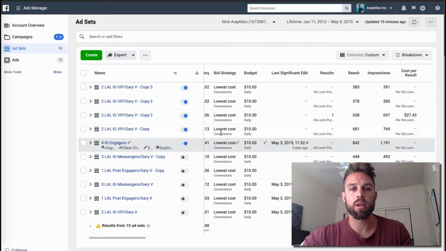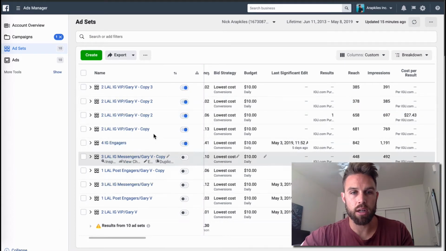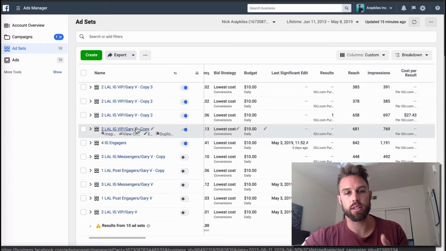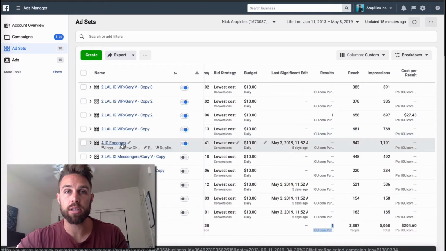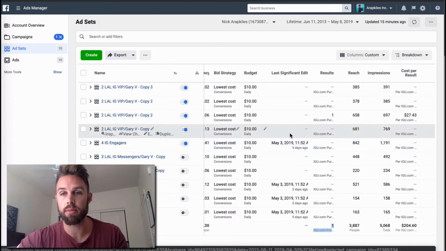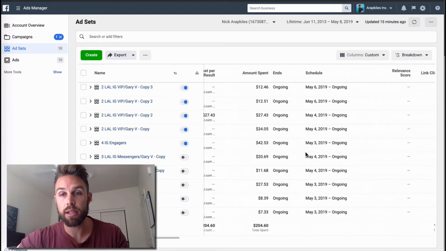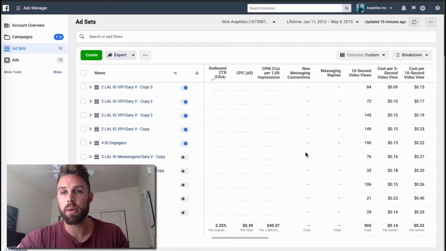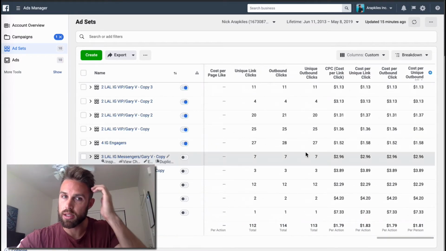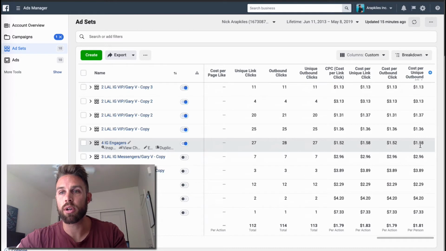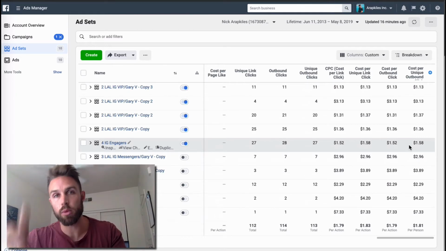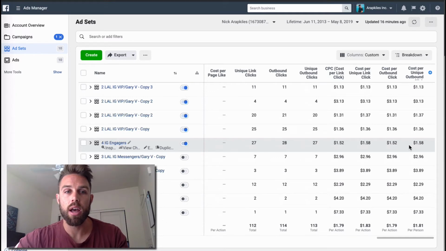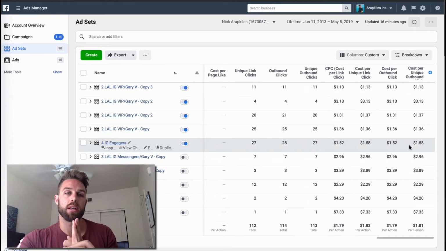But basically what I'm doing, and you can kind of see my interest here, I have 4 different interests that I'm doing. One is people that have engaged in my Instagram profile. That's very important. I always go after my current audience because that's going to be the lowest cost typically. And what I'm really looking at here is the cost per unique outbound click. I want to know what's the cost for people swiping up. That's basically what it means. And so that's my first interest.